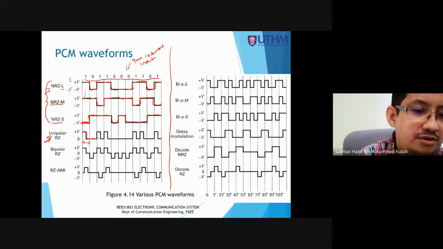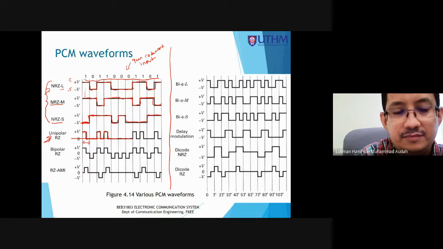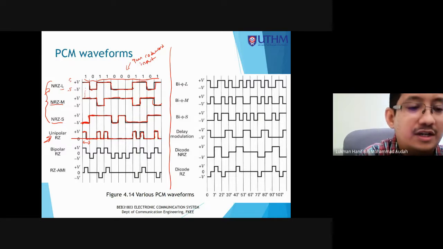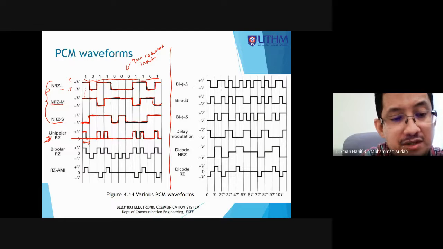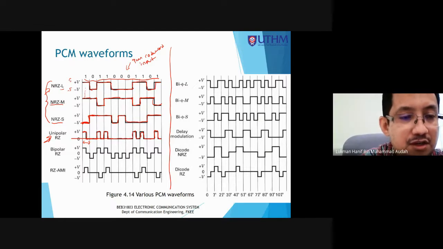Okay. So kalau di sini, lihat di sini, positive return, positive return. And then stay at 0 volt. And then positive return to 0, stay at 0, positive return to 0. Nampak, maknanya 0 volt, sorry, logic kosong stay at 0 volt.